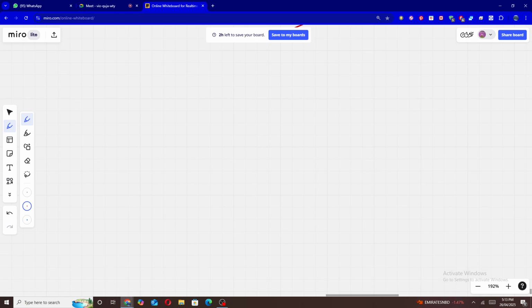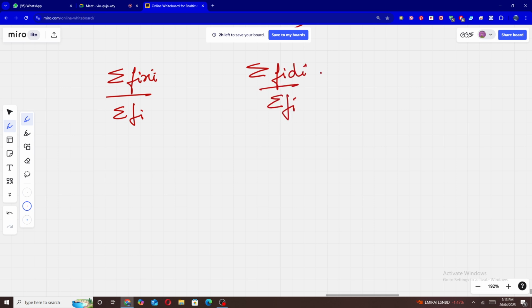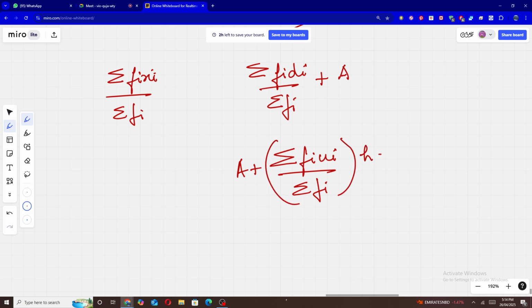So kids, the first one was easy, sigma fi xi divided by sigma fi. Then we did sigma fi di by sigma fi, plus a, whole thing plus a. The third one is a plus sigma fi ui by sigma fi, into height, whole thing into h. Very good. These are the three formulas we learned. We are going to do one question using these formulas.